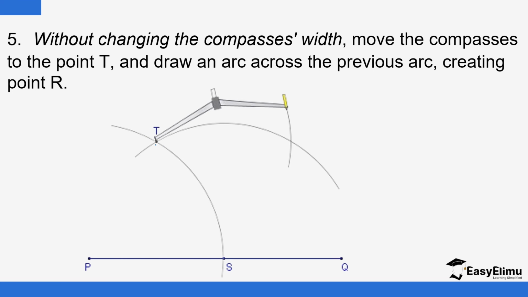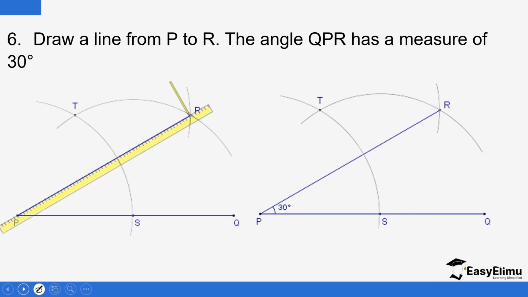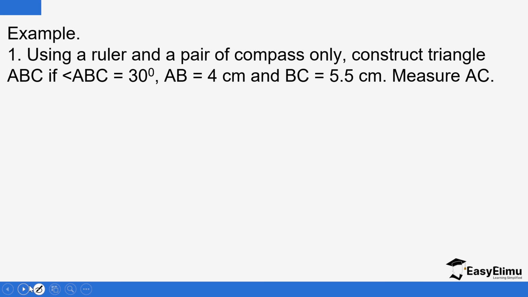So you see, with T now as the center, make an arc at R. If you join P to T, that is 60 degrees. If you join P to R, that is 30 degrees. So the angle formed is 30 degrees. That is how you construct an angle of 30 degrees.